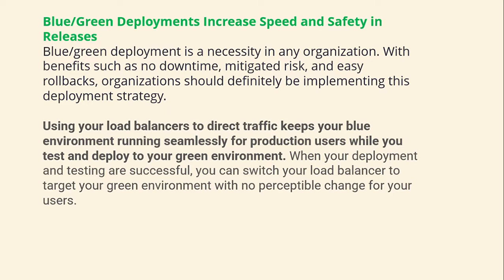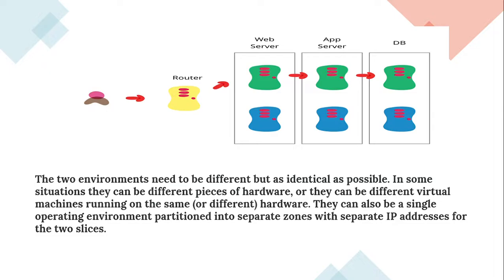Using your load balancer to direct traffic keeps your blue environment running seamlessly for production users while you test and deploy your green environment. When your deployments and testing are successful, you can switch your load balancer to target your green environment with no perceptible changes for your users. So both the environments will be up and running only for a moment, until all the traffic is routed from blue to the green.